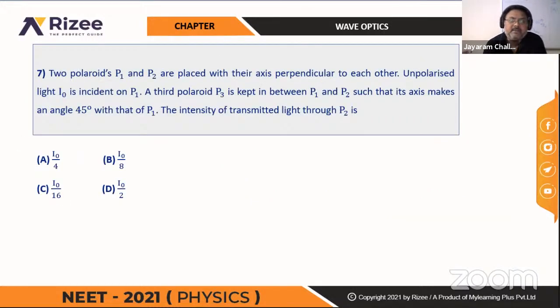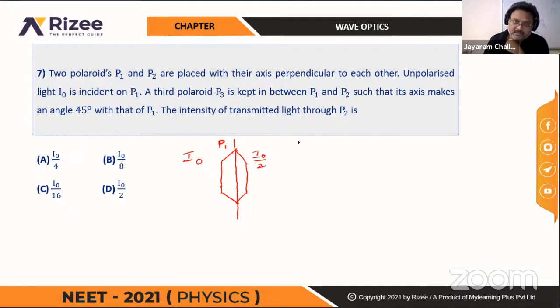Next, two Polaroids P1 and P2 are placed with their axes perpendicular to each other. Unpolarized light of intensity I0 is falling on the first Polaroid. And a third Polaroid P3 is kept in between P1 and P2 such that it makes an angle of 45 degrees. That means your first Polaroid P1 might be like this, whose axis is purely vertical, 0 degrees. So as soon as unpolarized light falls on the first Polaroid, the intensity that comes out will be I0 by 2.